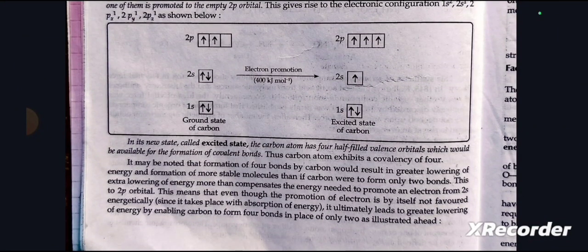2p 2 electrons, 2p next 3 electrons, 2s 2 electrons, electron promotion 400 kilojoules per mole. 2s 1 electron, 1s 2 electrons, ground state of carbon, excited state of carbon.